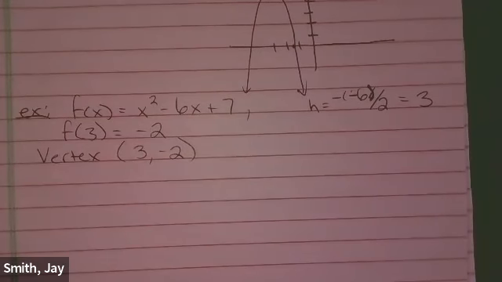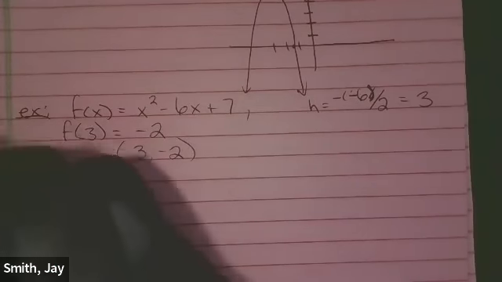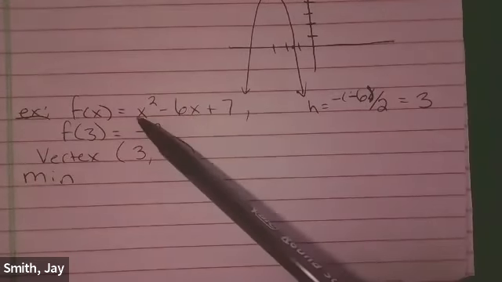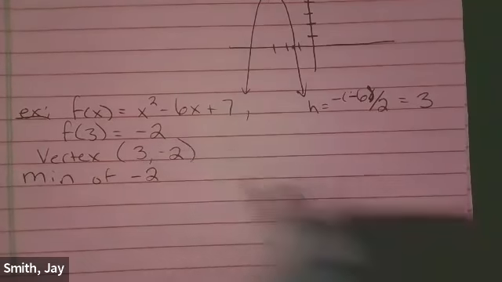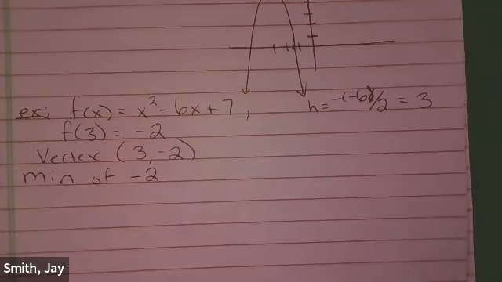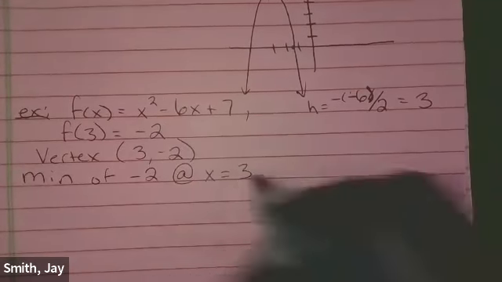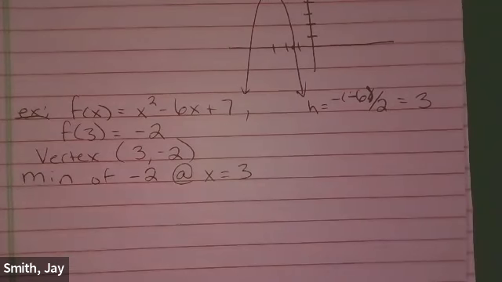Do we have a max or do we have a min here? Minimum. How can we tell? All right, so remember, if the a is positive, in this case our a is +1, it means the parabola opens up, or we have a lowest value, so our minimum. Minimum is always going to be the y coordinate in our vertex. So we have a minimum of -2. It's always going to occur at x equals the x coordinate in our vertex. So in this case, x equals 3.